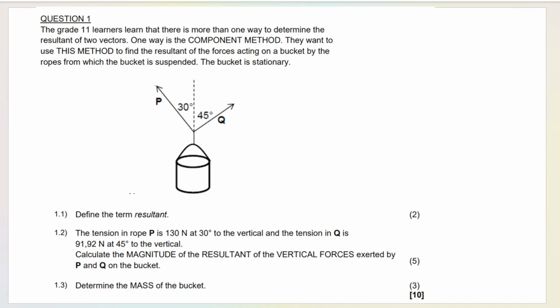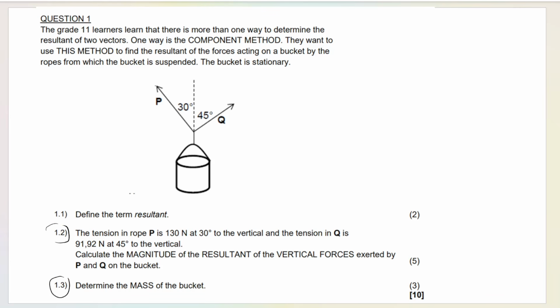Let's jump right in. So the first question is actually a definition, and it says define the term resultant. So a resultant vector is a single vector that has the same effect as two or more vectors added together, okay? Or it's the vector sum of two or more vectors. So that's the definition. I'm not going to write it out because the focus of this video is not on definitions. I've done videos on that in the past. I want to focus on the calculations.